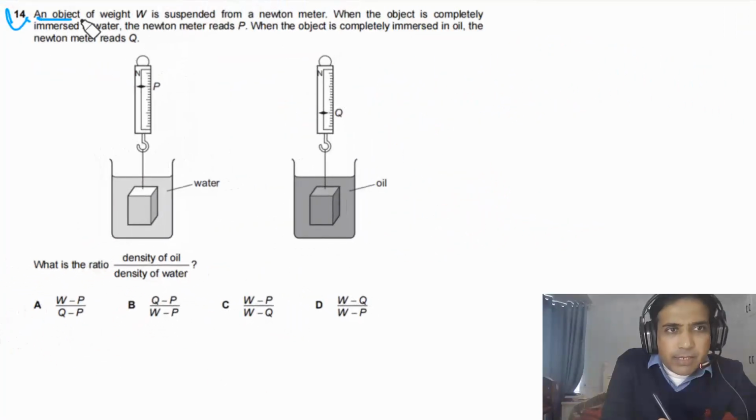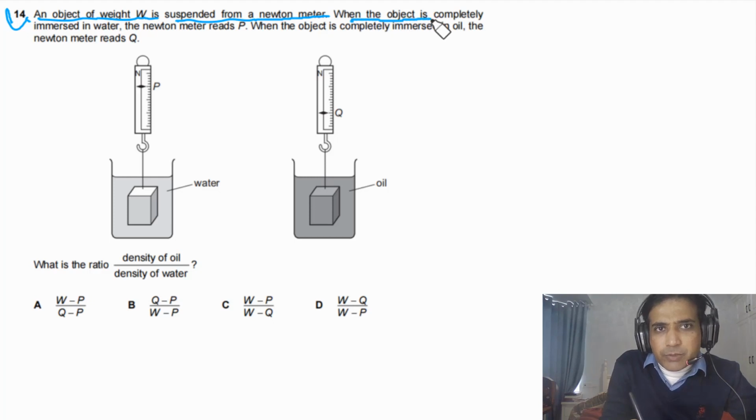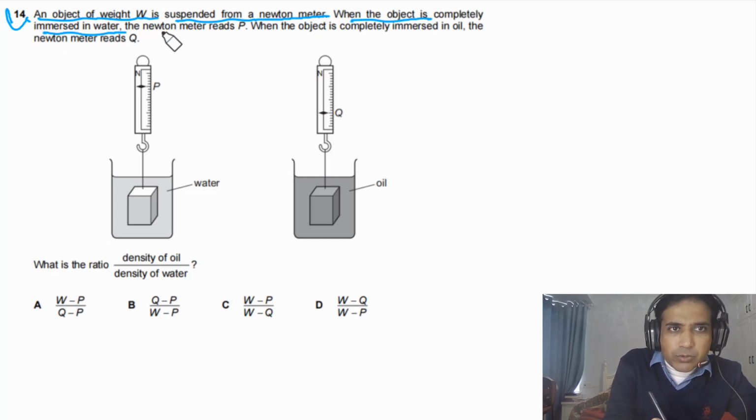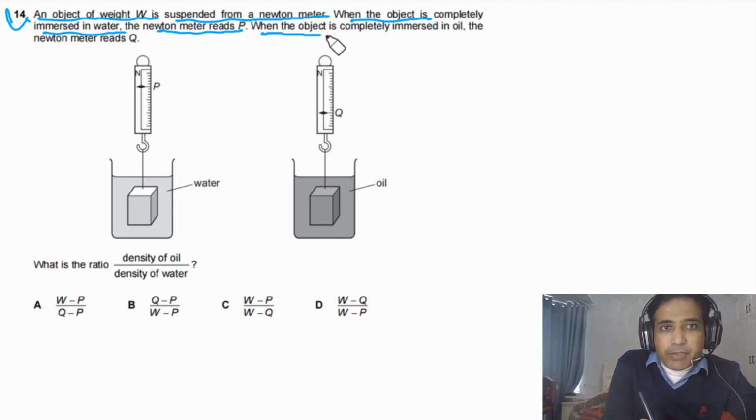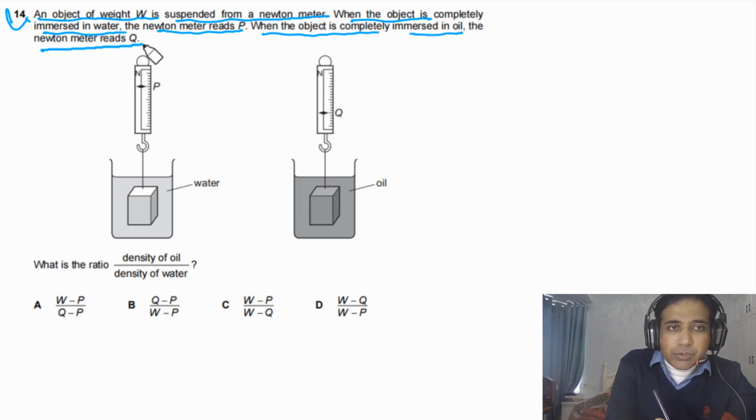Question 14 says, an object of weight W is suspended from a Newton meter. When the object is completely immersed in water, the Newton meter reads P. When the object is completely immersed in oil, the Newton meter reads Q. What is the ratio between the density of oil and the density of water?